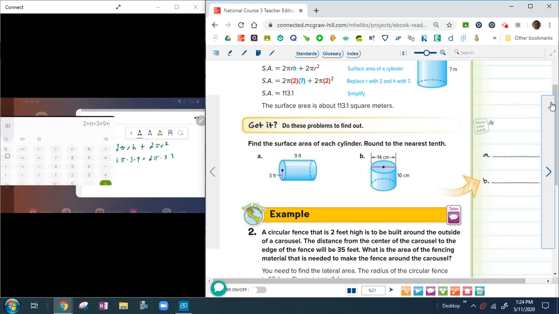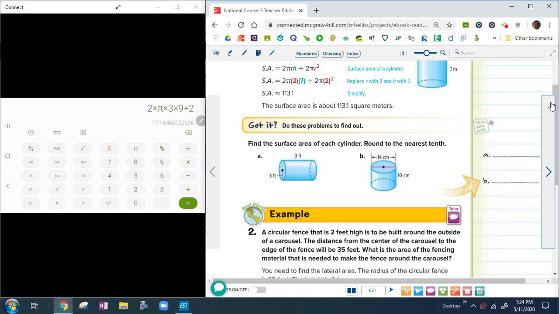2 times pi times 3 times 3. And I get 226.2. Does it say to round to the nearest tenth? Yes, it does. So let's press equals here.